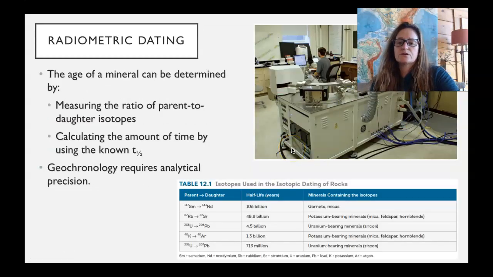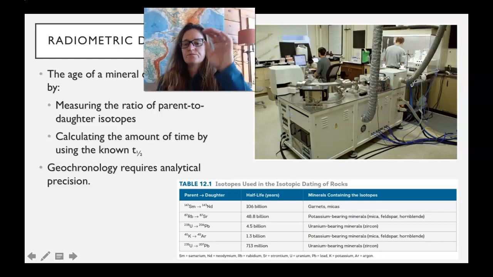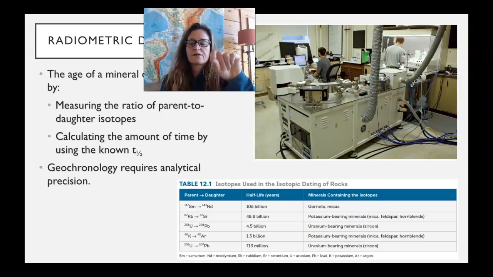The way we measure it is using something called a mass spectrometer. In this machine, we crush the rock, we separate out the mineral that we want to date. We figure out the exact mineral grain we want to date, put it in this machine, and it measures the parent and daughter ratio, how many parents to how many daughters. And when we know the half-life and the ratio of parents to daughters, we can determine the age.